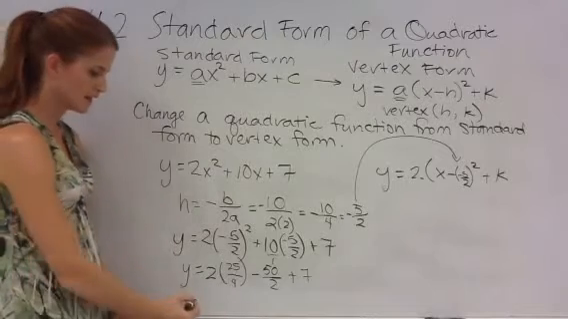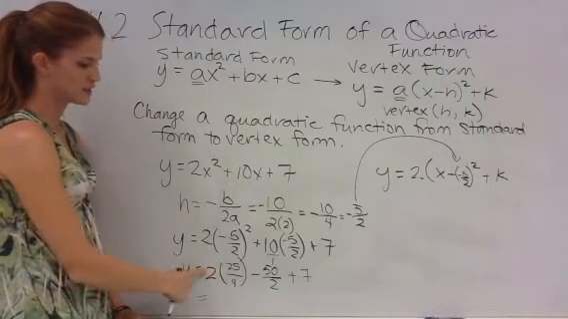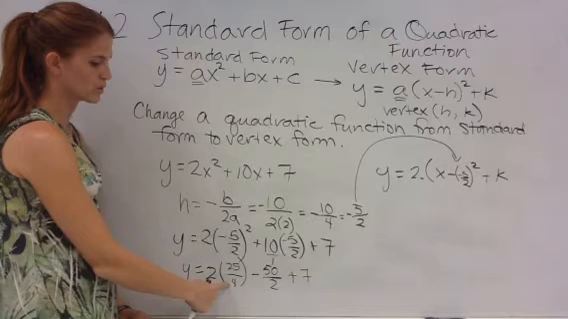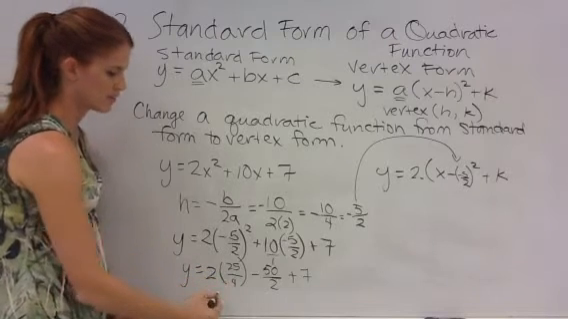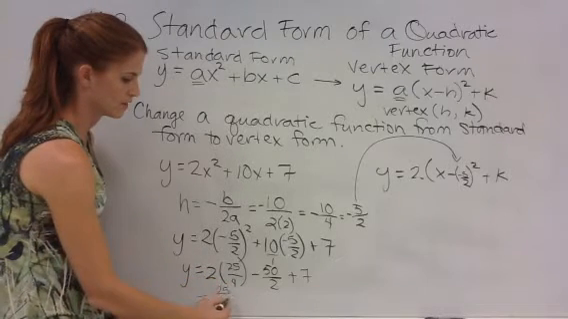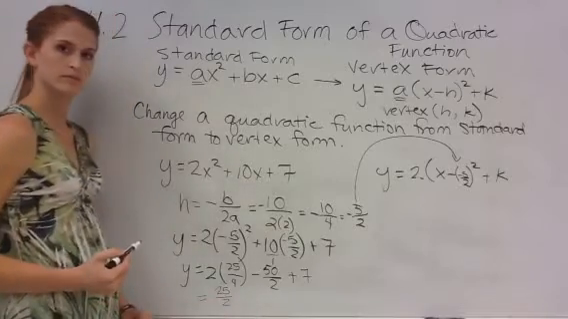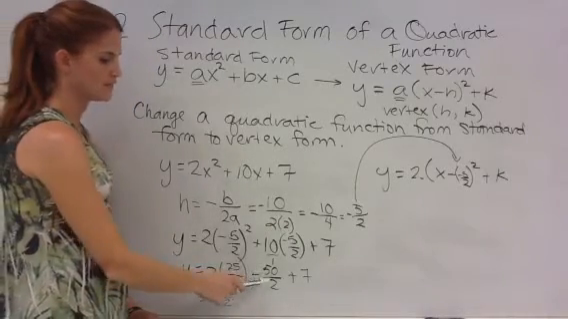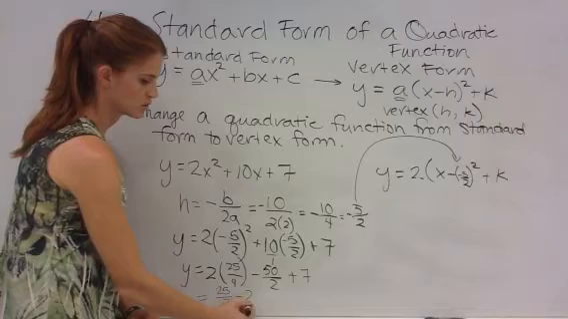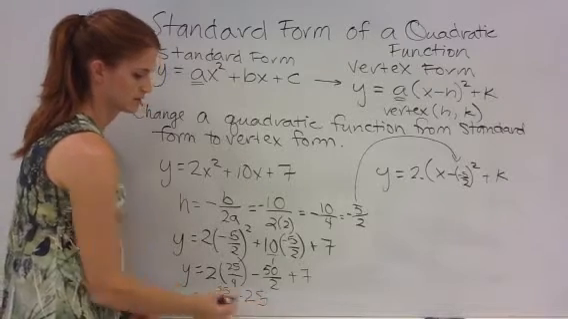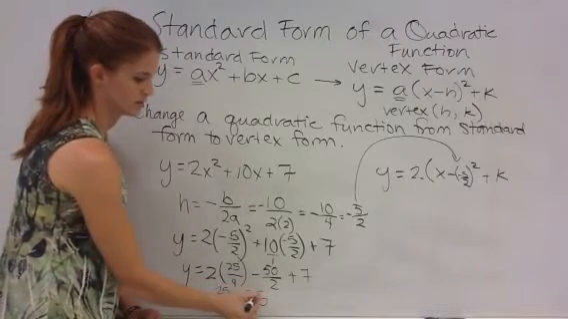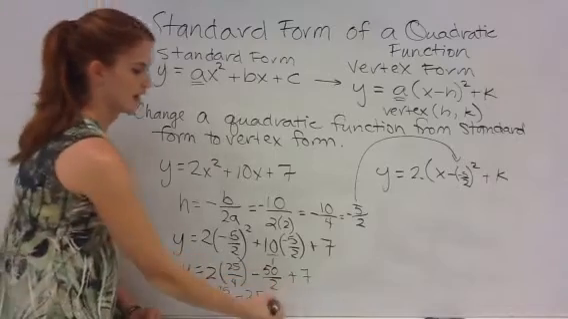I want to keep simplifying. When I take 2 times 25 over 4, that's going to give me 25 over 2. When I take 50 and divide by 2, I get 25. Then I add 7.